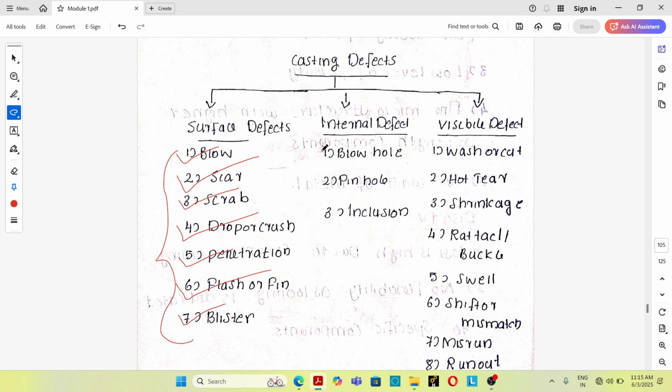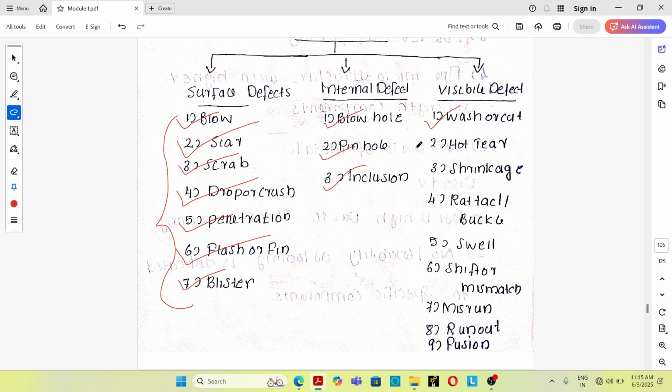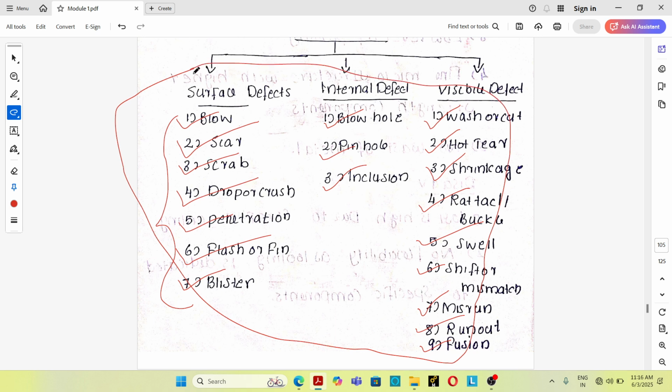There are 3 types of internal defects: blowhole, pinhole, and last one, inclusion. And there are 9 types of visible defects. First one, wash or cut. Second, hot tear. Third, shrinkage. Fourth, rat tail or buckle. Fifth, swell. Sixth, shift or mismatch. Seventh, misrun. Eighth, run out. Ninth, fusion. So these are the broad classification of casting defects.